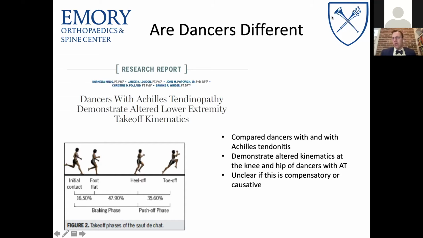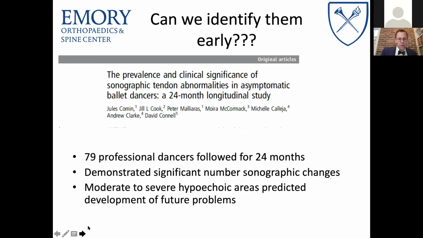And it was unclear if this is causative or compensatory, in the sense that, is it because they're internally rotating that they're more likely to get tendonitis at toe off, or is it because of the tendonitis that they have this problem develop? So just an interesting thought. But it's a wonder, are there ways to identify these patients earlier, so maybe get their treatment earlier to prevent them from having problems?